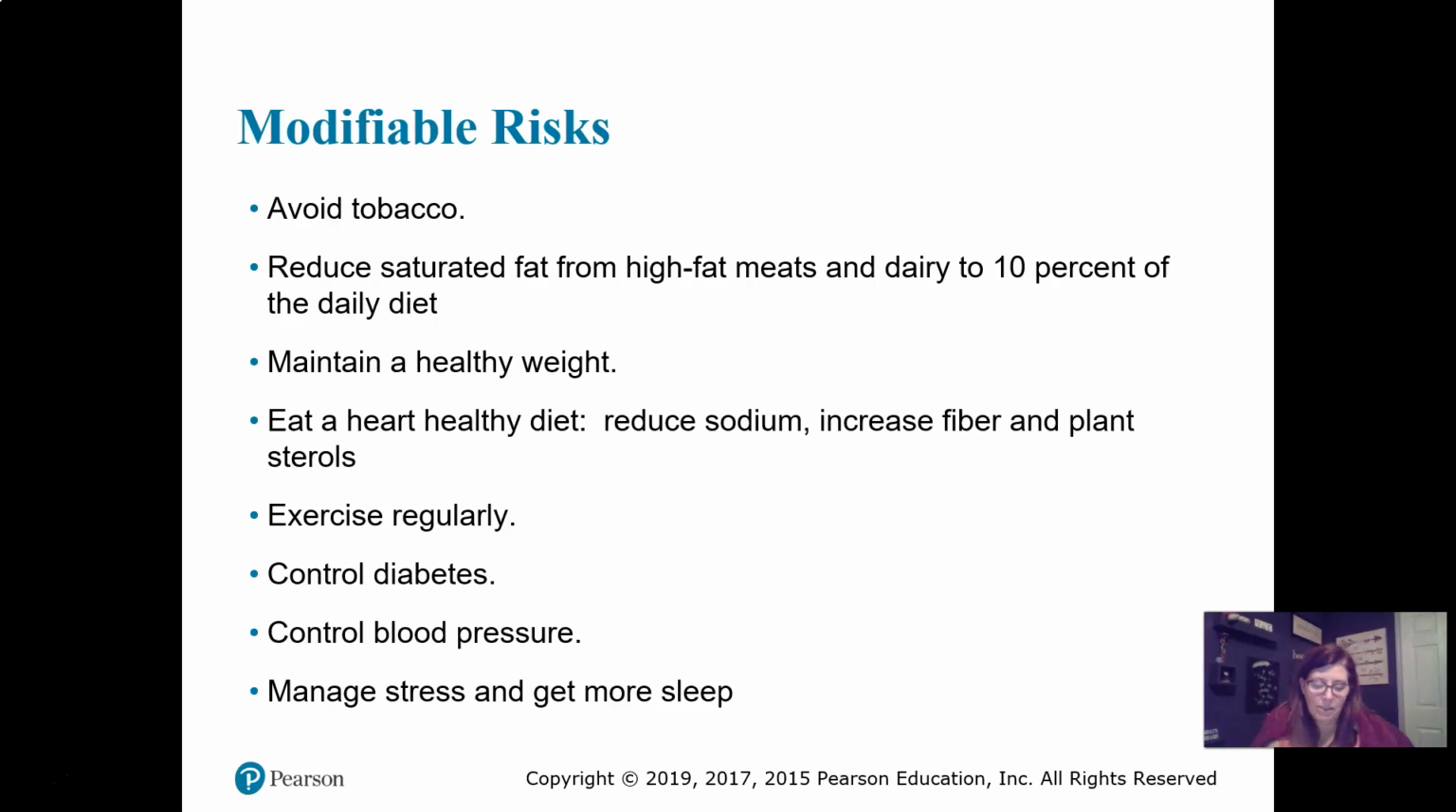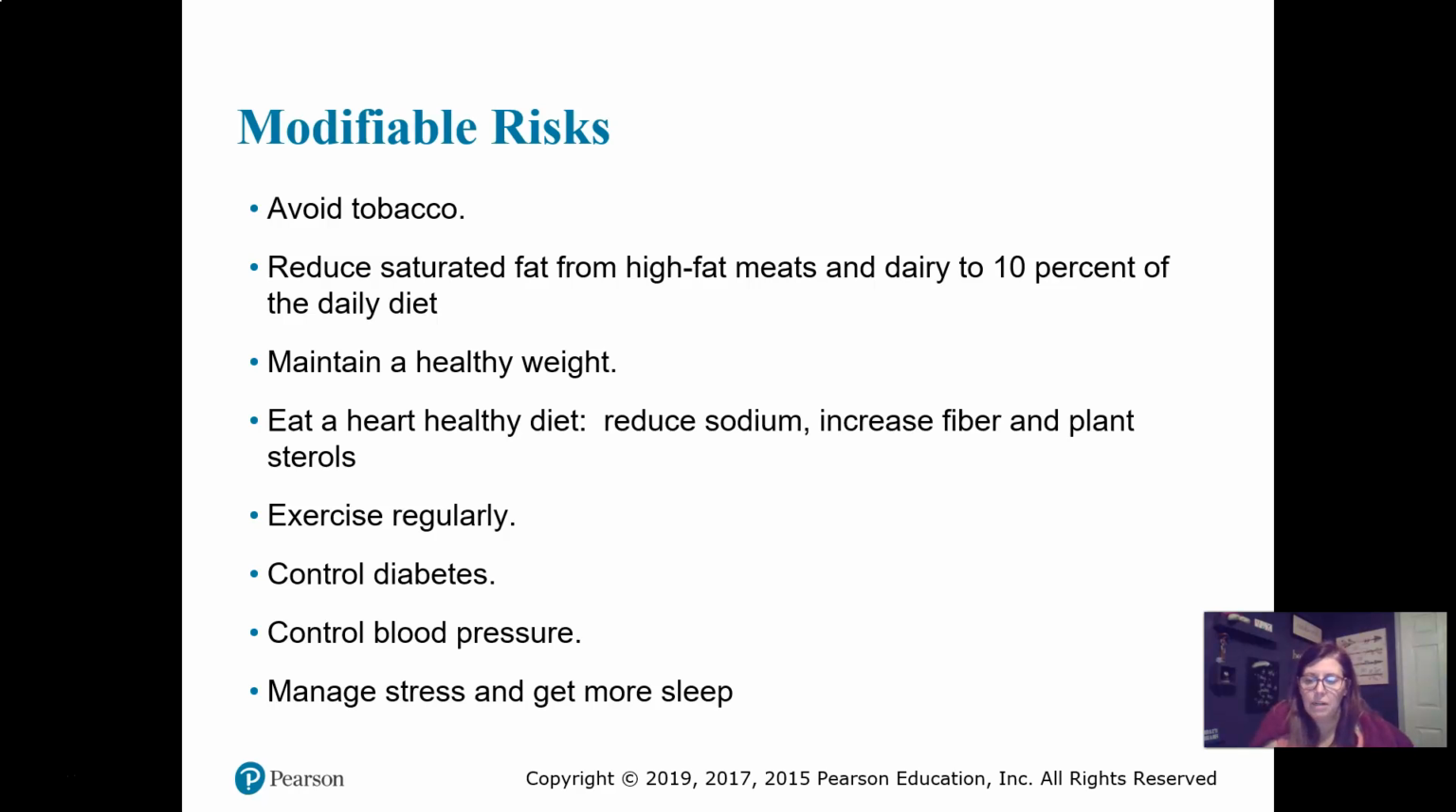Cholesterol is a fatty, waxy substance found in the bloodstream and in body cells. And it plays an important role in the production of cell membranes and hormones and in other body functions. Too much blood cholesterol elevates our risk of CVD.